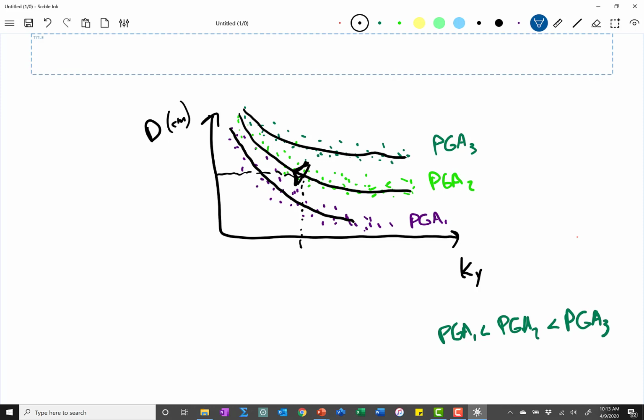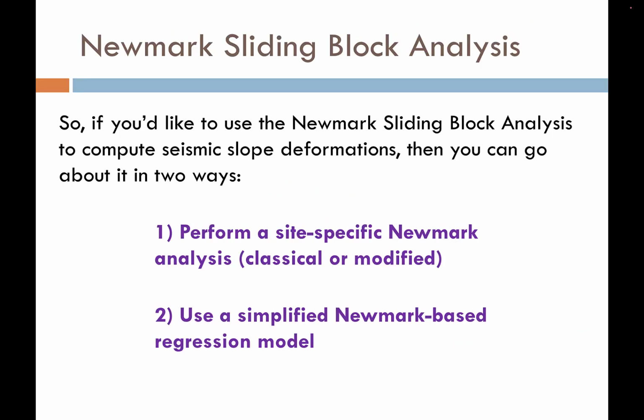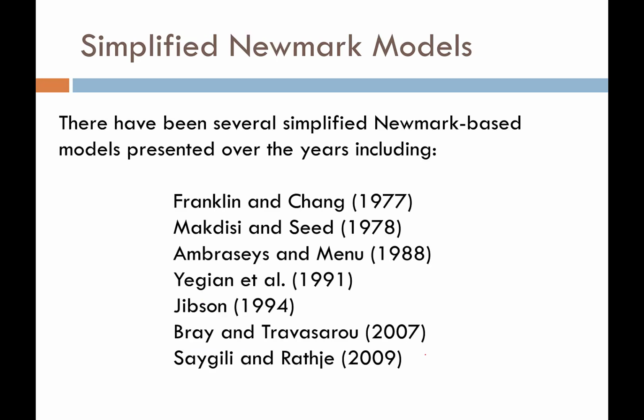And so with that scatter, you're always going to have a little bit of uncertainty, but you don't have to run a numerical analysis to do this. You don't have to integrate anything. It's just a straight empirical model, so you can plug it into a spreadsheet or whatever. So what we're going to do is just review now a couple of simplified Newmark models.